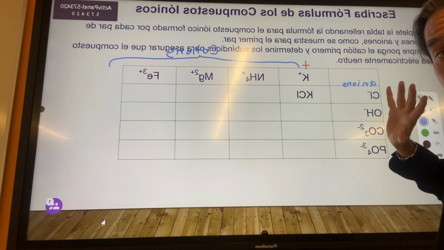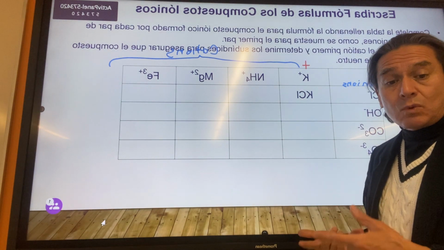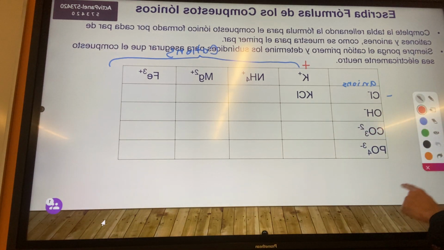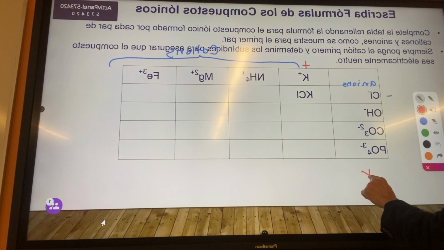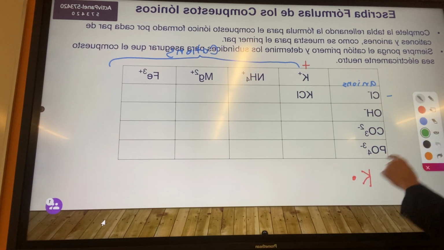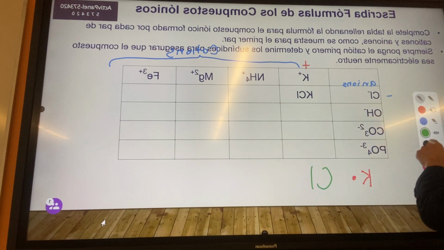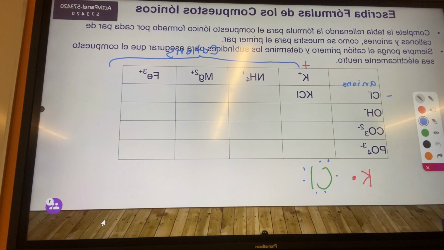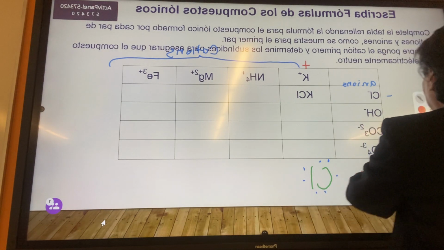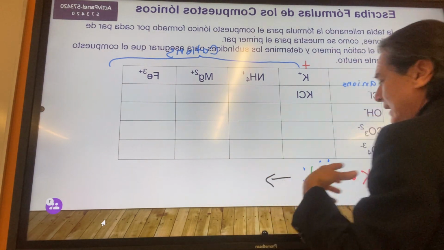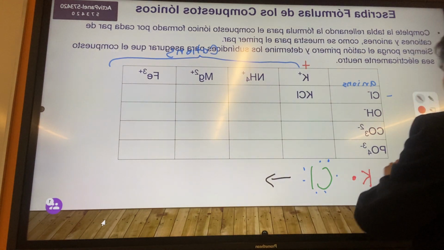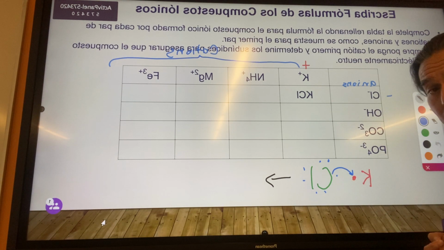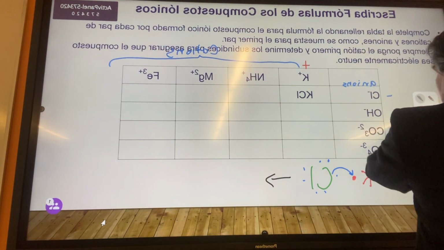Now, potassium is a group 1 metal, so it has 1 valence electron. The Lewis dot structure for that will look something like this. Potassium has 1 valence electron. Chlorine, which is the anion, has 7 valence electrons. And the octet rule says that in order for this mixture to form an ionic compound, it must be neutral. So chlorine, because it's more electronegative, is going to take that electron away from potassium, right?